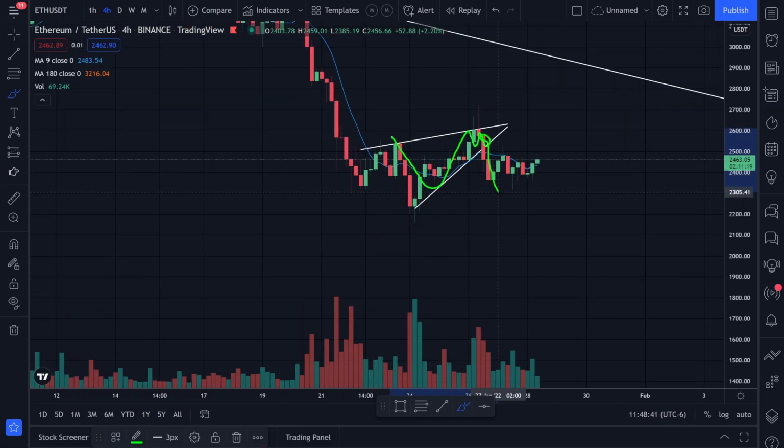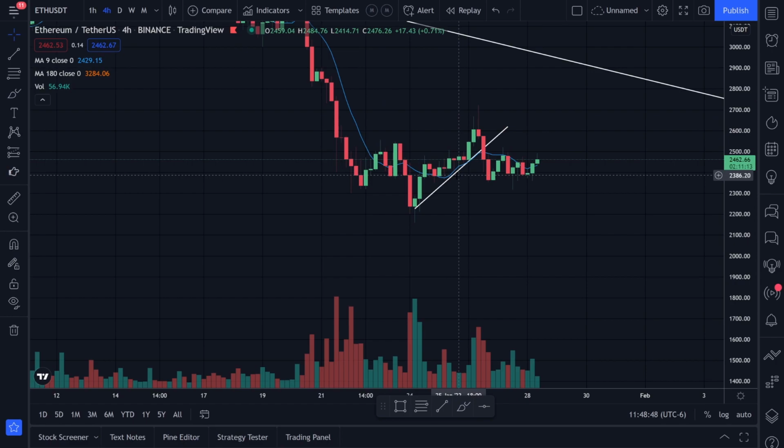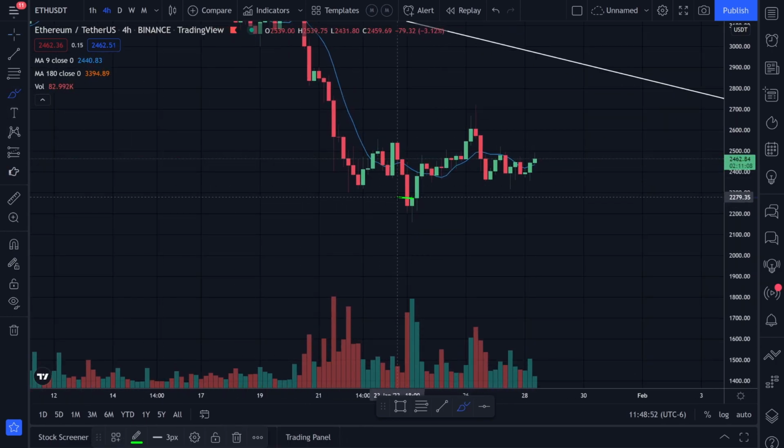Okay, so I think the main thing that I'm watching on Ethereum, we broke this triangle pattern that we have right here going to the downside. So until we break this top over here, let's go ahead and delete this triangle because we pretty much broke it. But I'm basically watching this bottom down here. I'm watching this bottom down here. But if we could break this top over here, then I'll be changing my sentiment.